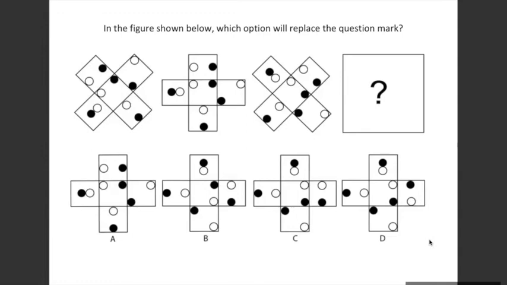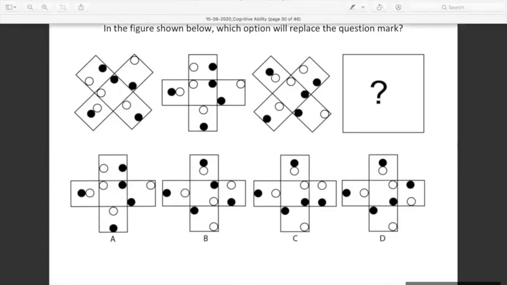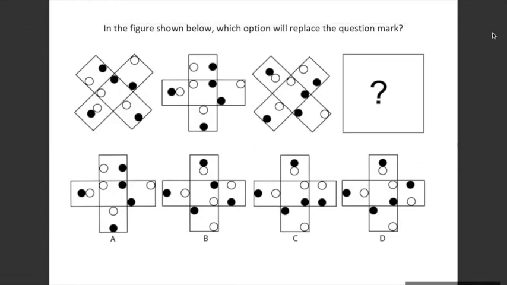Any suggestion anybody wants to give on what is the rule of repetition, or what is the rule which connects all these 3 together? We are rotating 45 degrees clockwise. Yes, we are rotating 45 degrees clockwise. Absolutely correct. So everything is rotating by 45 degrees in this direction. Subsequently, this will get rotated in this direction again.